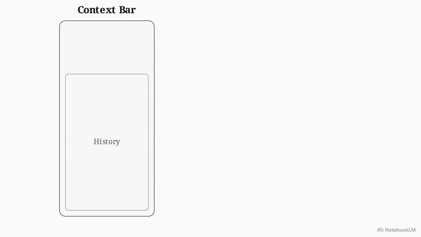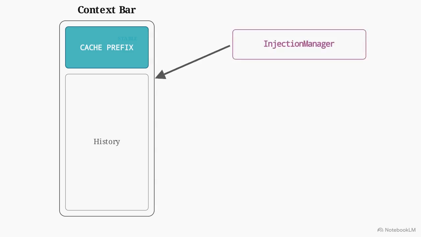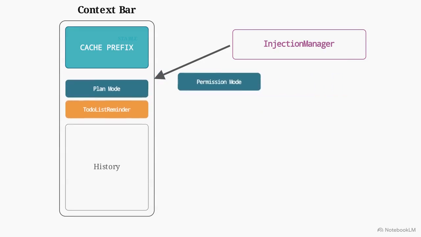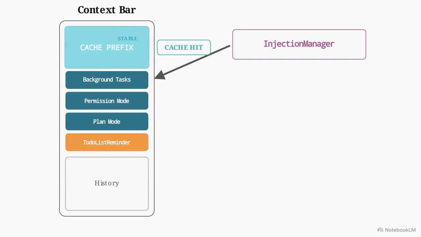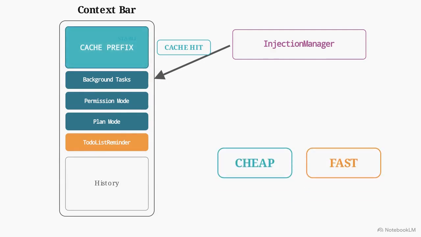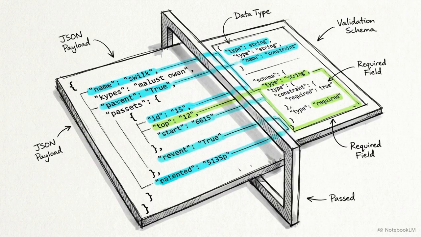This diagram shows a vertical context bar designed to maintain speed. The top section, the cache prefix, stays completely static. When the injection manager needs to insert reminders, like a to-do list, it places them below that stable prefix. This prevents the prompt cache from invalidating every step, keeping API requests cheap and fast. The harness aggressively filters, compresses, and structures the prompt to guarantee execution efficiency and prevent API rejection.